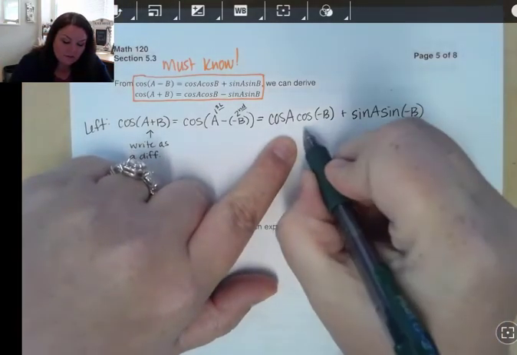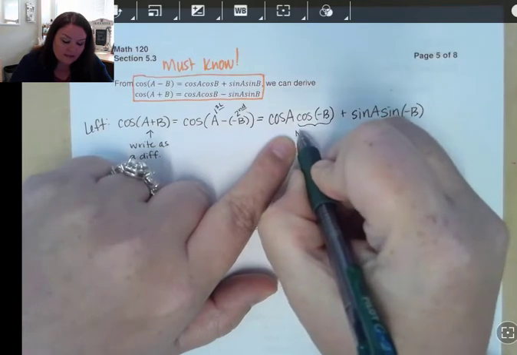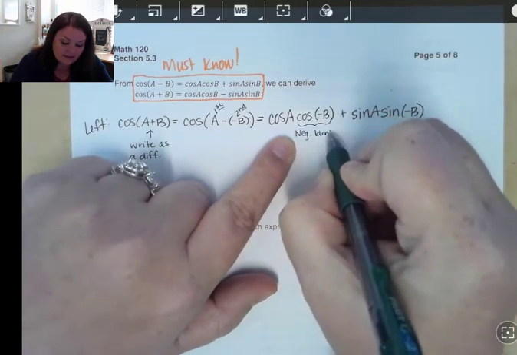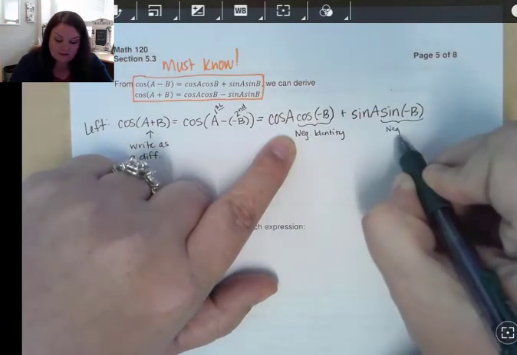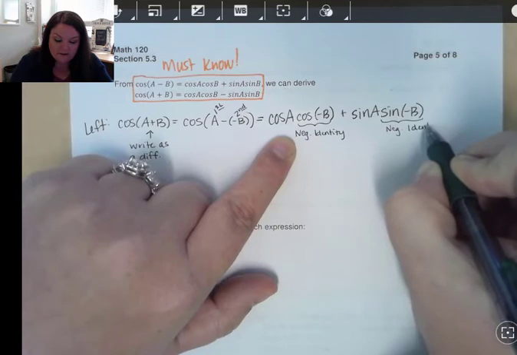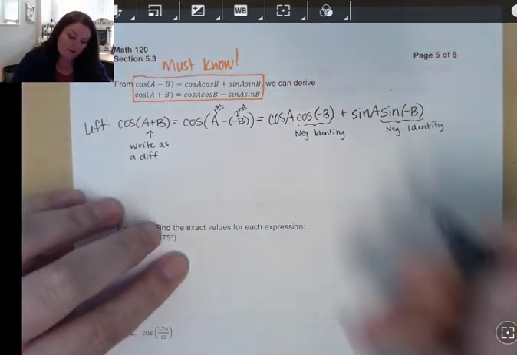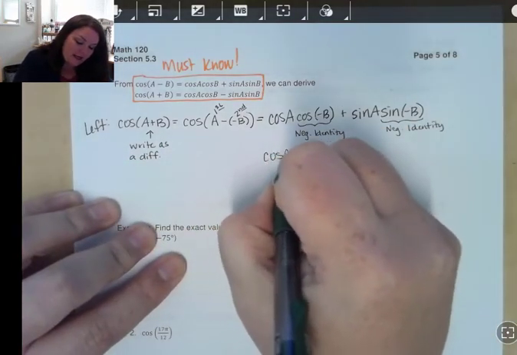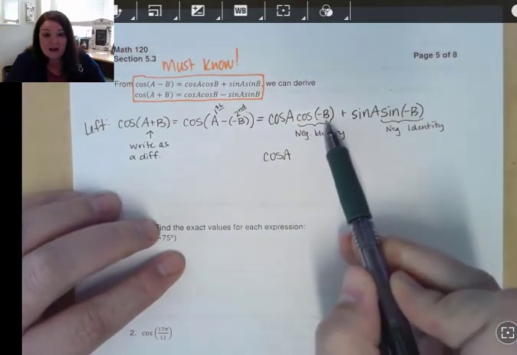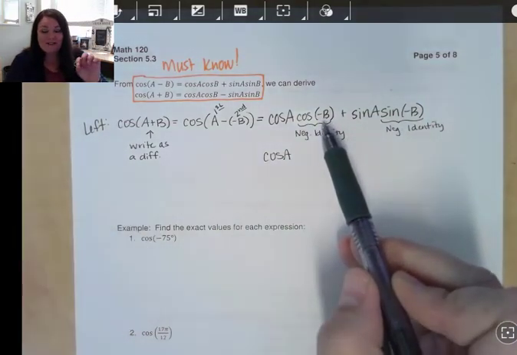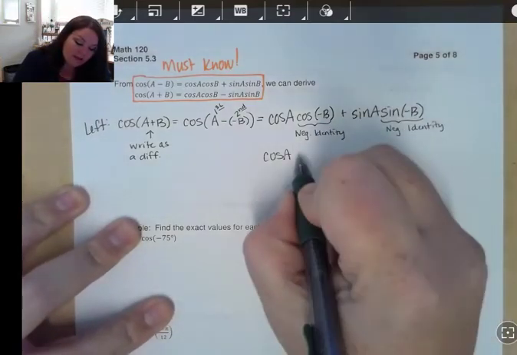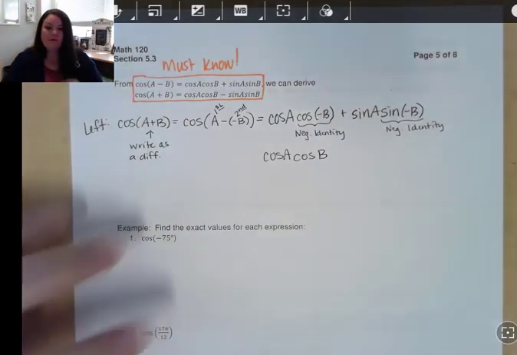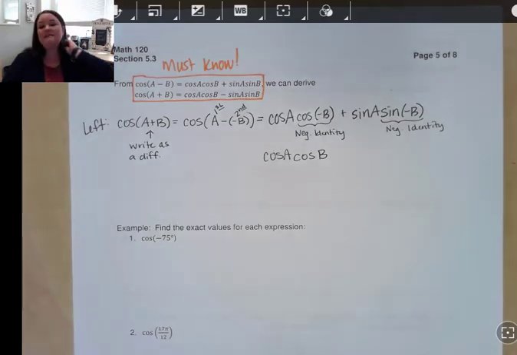So notice this one right here, I can rewrite using the negative identity. And this one right here, I can rewrite using the negative identity, right? So I'm going to go ahead and rewrite this. The first one is cosine A. Now cosine of a negative angle, remember our negative identity, cosine of a negative is the same thing as cosine of the positive angle. Nothing changes, right? So I can just rewrite this as cosine B, because cosine of a negative angle is the same thing as cosine of the angle.